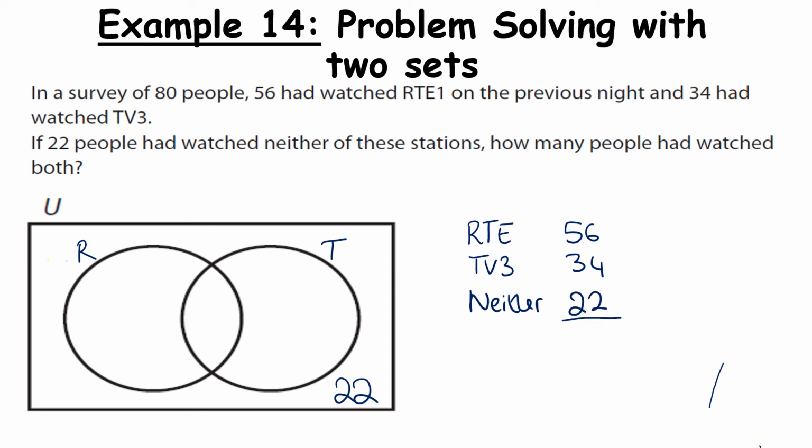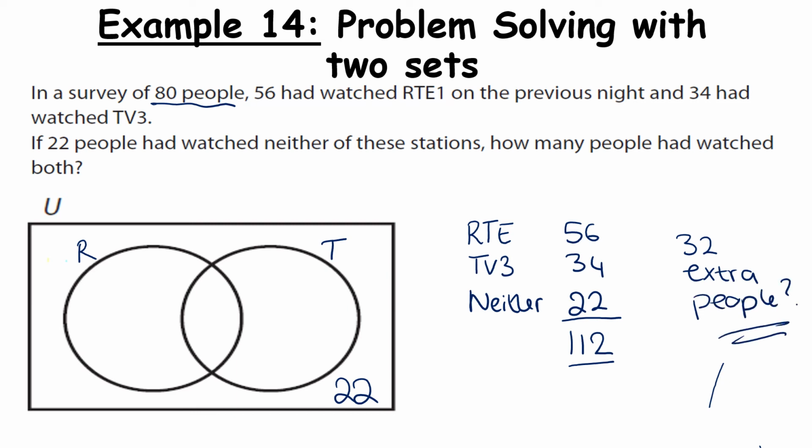When we add all these numbers up, so 56 plus 34 plus 22, we get 112. Now that's interesting because we only actually asked 80 people. So the extra people there, and there are 32 extra people. Why is there 32 extra people? If we only asked 80, why do we get 112 responses? Well, we don't, but those 32 extras, they're the people that watched RTE and watched TV3 and then were double counted. So that extra amount goes in here and it gives us the intersection because they were double counted.